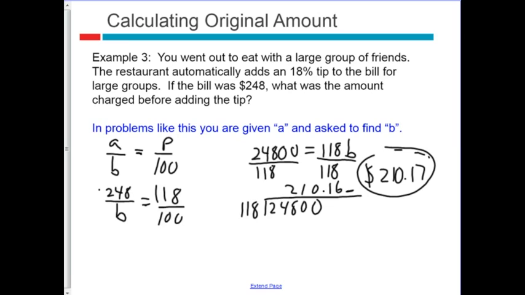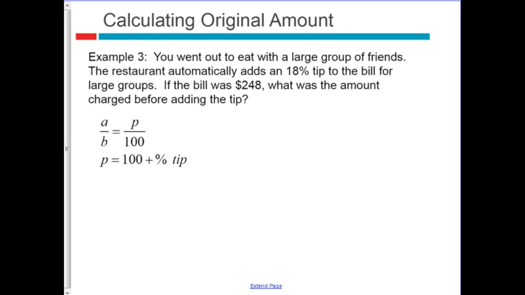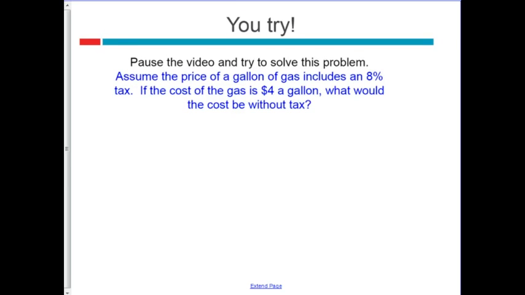This one was different because this time we were solving for B before we've been solving for A. So in the next situation, oh, I did this one out for you already. In the next situation, I want you to try it. I would like you to assume the price of a gallon of gas includes an 8% tax. If the cost of the gas is $4 a gallon, what would the cost be without the tax? So pause the video and try this one. And when you come back, we'll show you the solution.